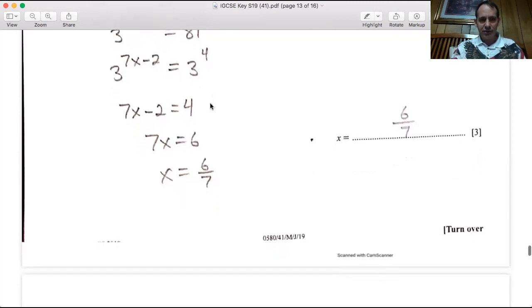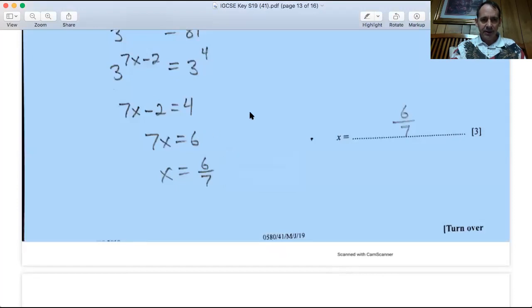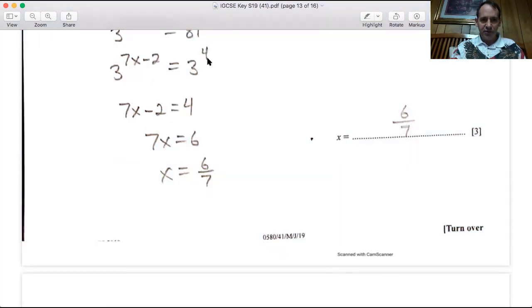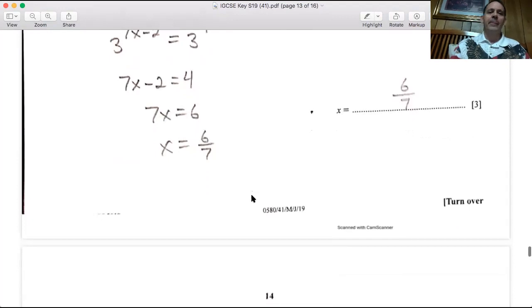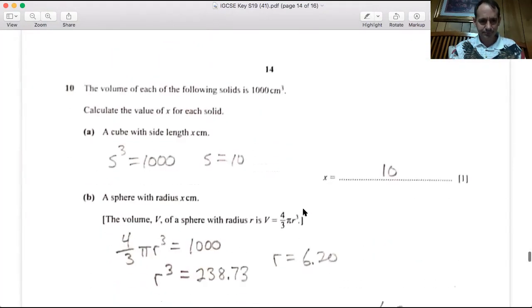But yes, they do disappear using logarithms, and you get 7x minus 2 equals 4. And then you just solve for x. So add 2 to both sides, you get 6, divide by 7, so x equals 6/7.